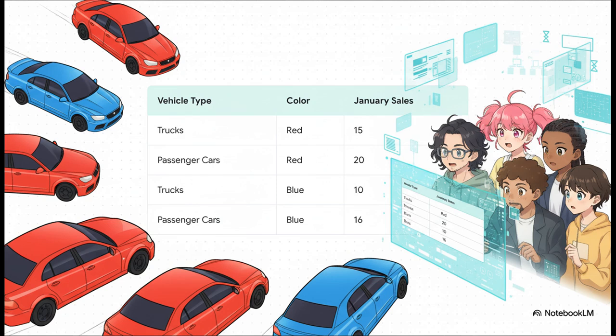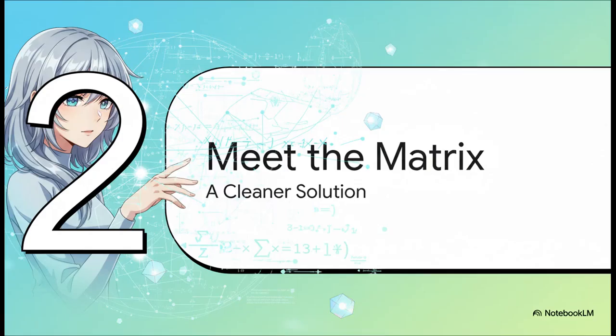Now, if you write it out like this in a simple list, sure, you can read it. But what if you had 10 vehicle types and 12 different colors? That list would become an absolute nightmare to sort through. And this, my friends, is where the pure elegance of math steps in. Let's see how we can take this jumble of data and build it into something much, much cleaner.